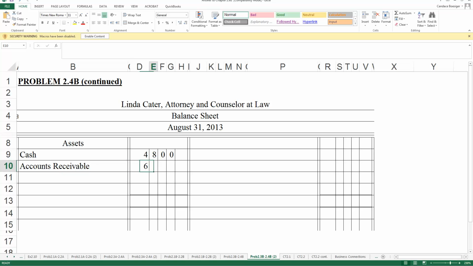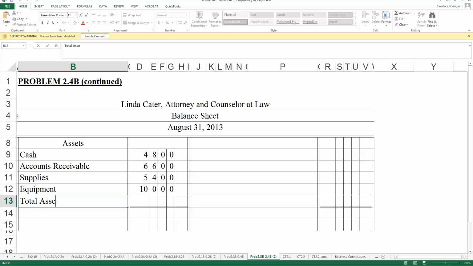The ending balance is $6,600. Then supplies. Again, we're just looking at the chart and we're just pulling those ending balances off there. Then equipment. And next we do total assets. And if you'll notice, there's a line right here and a double line right here. That is important to remember.